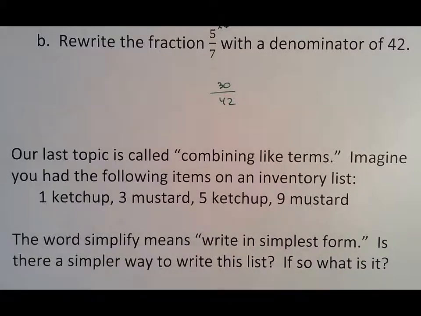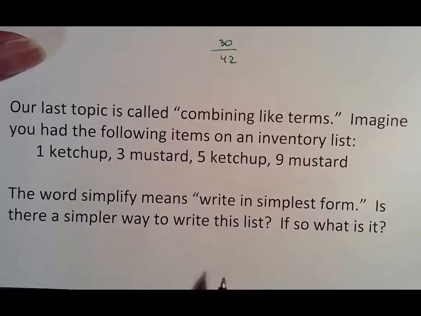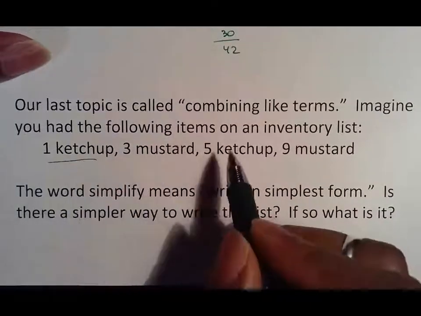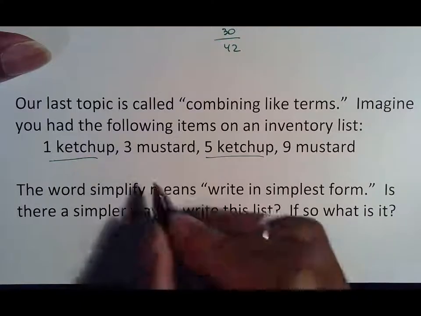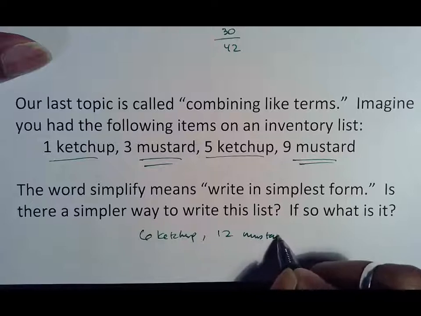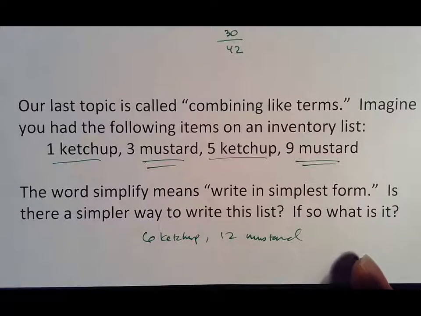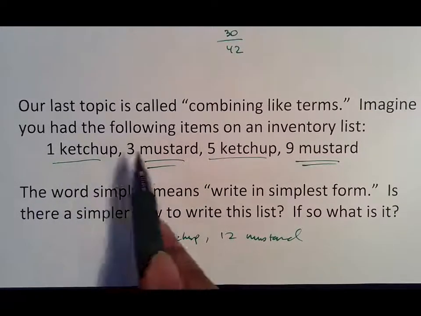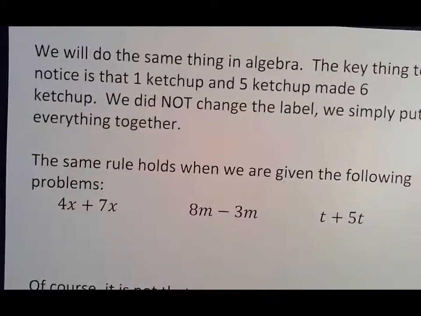aren't they wasting their effort a little bit because they have 1 ketchup, 3 mustard, 5 ketchup, and 9 mustard? Why don't you just say 6 ketchup and 12 mustard? Well, that's what like terms are. Alright, so looking at that again, you have 1 ketchup and 5 ketchups, which makes 6, 3 mustards, 9 mustards, which makes 12. Same thing is done in algebra.